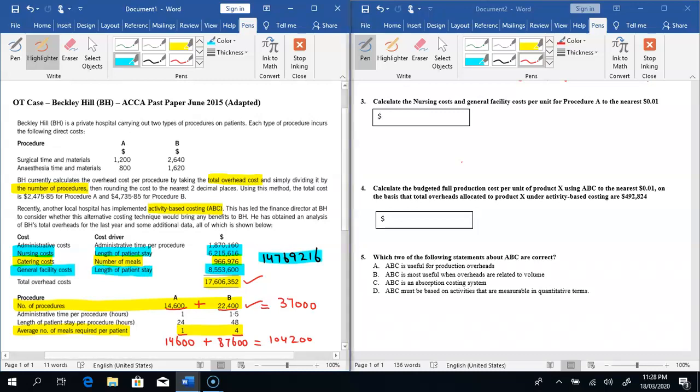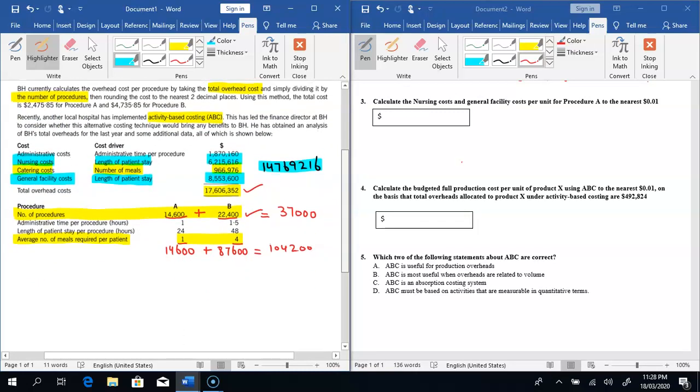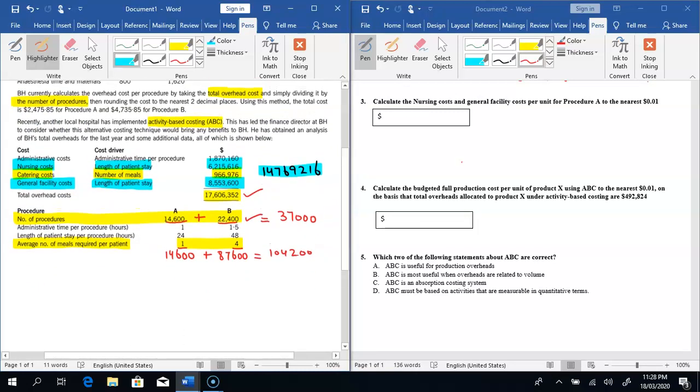Now, if we look at the cost driver at the bottom, then the length of patient stay is 24 hours for procedure A and 48 hours for procedure B. So what we need to do is we need to take the total number of hours. So how do we calculate it? We multiply 14,600 with 24 and we multiply 22,400 with 48. So in this way, we will be able to calculate the total number of hours.